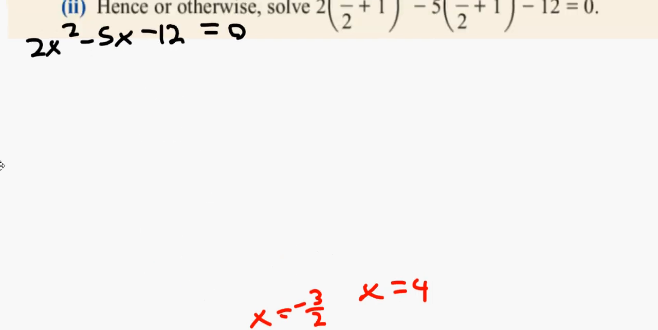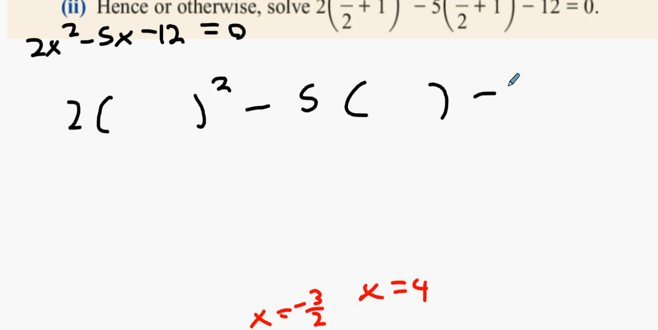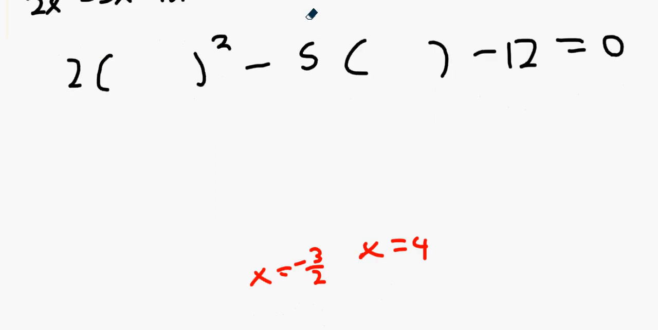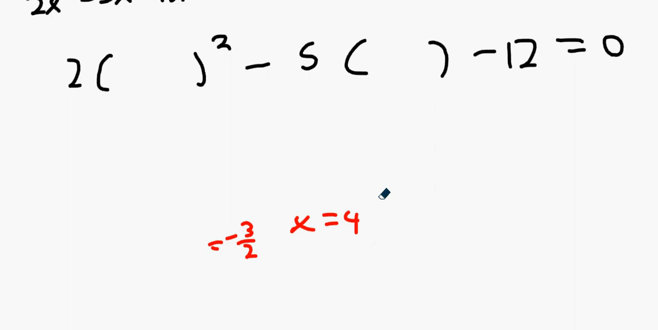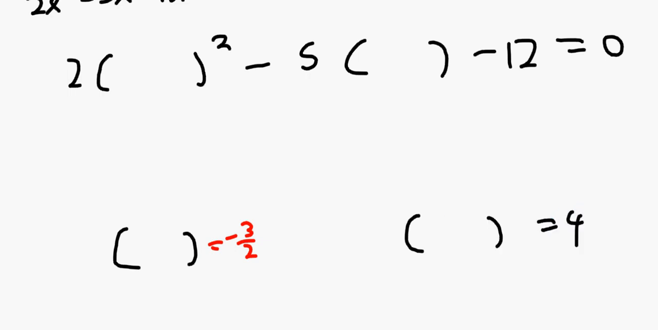Now, here's what I'm going to say instead. The answer for 2 times blank squared minus 5 times blank minus 12 equals 0 is simply blank equals minus 3 over 2 and blank equals 4. Okay? So what I did there was I got rid of the x's and replaced the x's with a blank. Okay, let's pause this there.